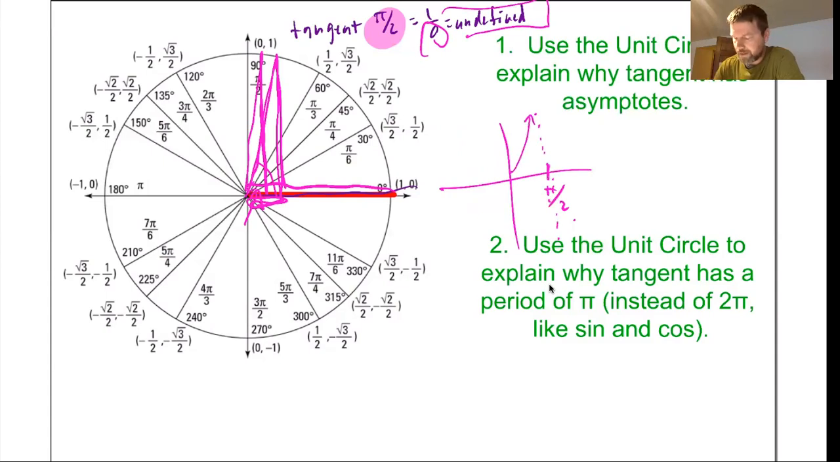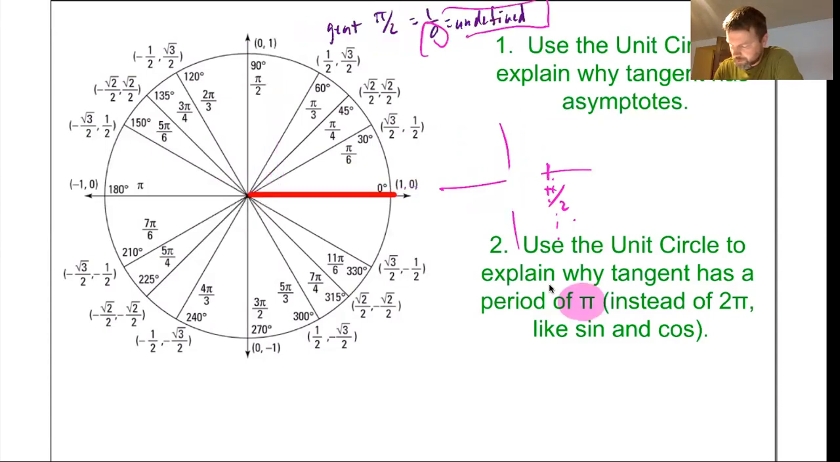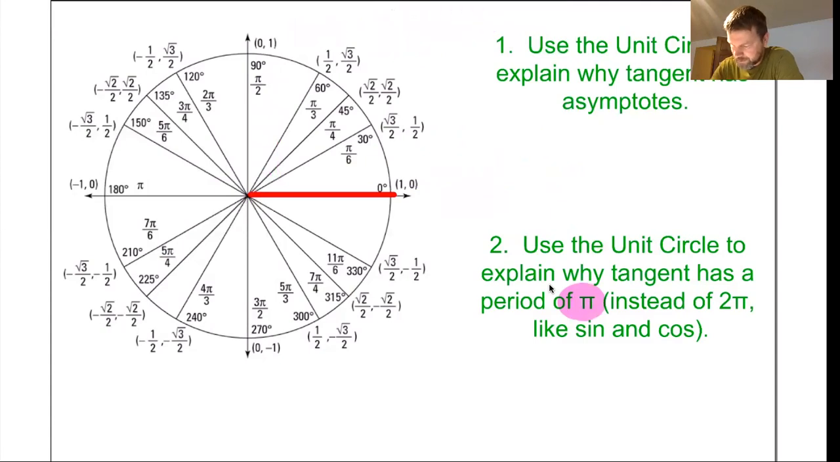All right. Interestingly enough, tangent also has a different period than sine and cosine. Tangent has a period of pi, and we can use the unit circle to explain that too. So tangent has a period of pi because the values repeat when I do the y divided by the x. Like when I do 1/2 divided by square root of 3 over 2, that's going to be exactly the same as negative 1/2 divided by negative square root of 3 over 2. These values on opposite sides are going to provide the same tangent.